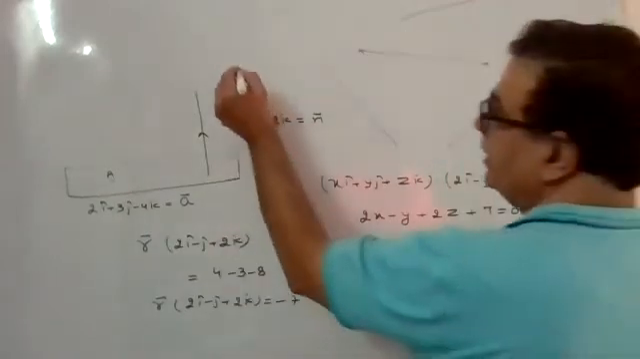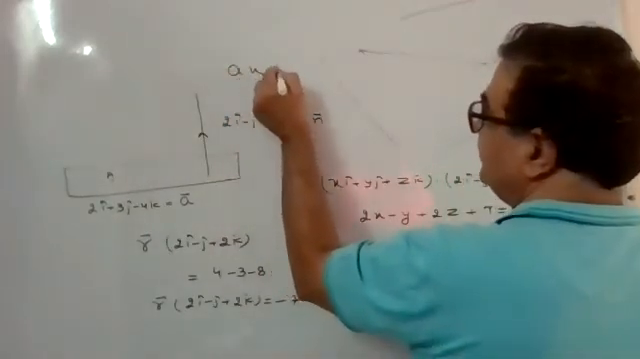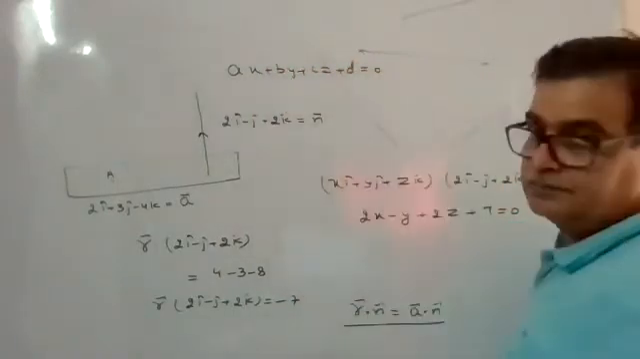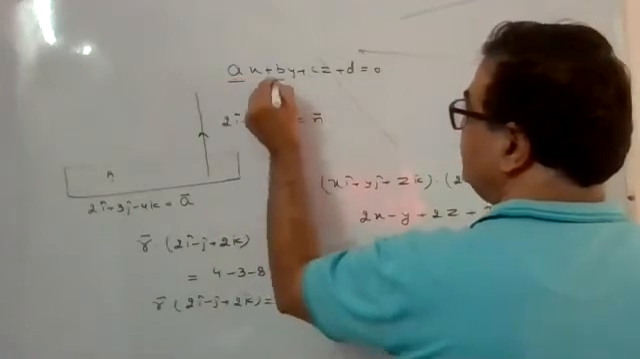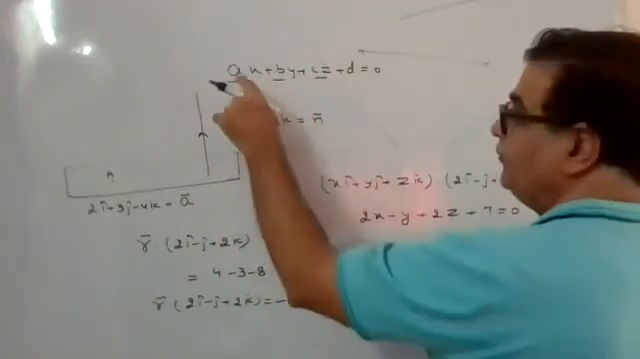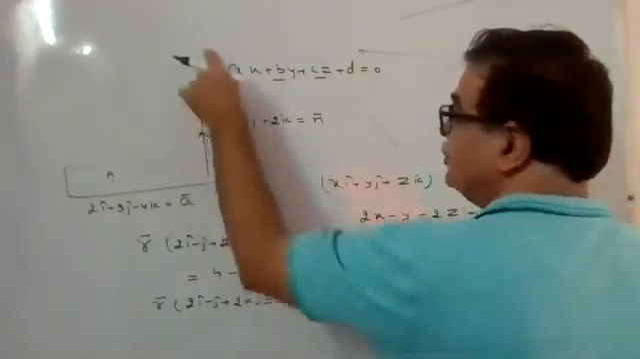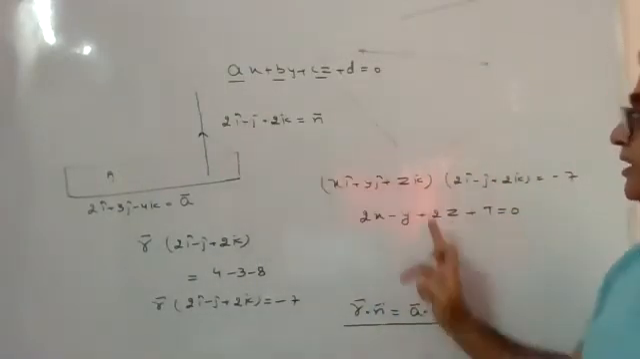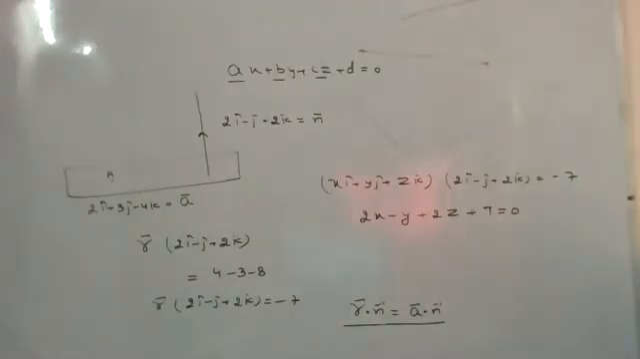Now keep one more thing in mind: this general equation was also told to you, where I said we don't know A, B, C. But now we know A, B, C are also direction ratios of the normal. See here: 2, minus 1, 2. They are direction ratios of the normal.